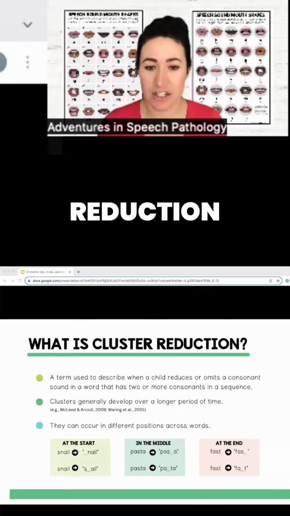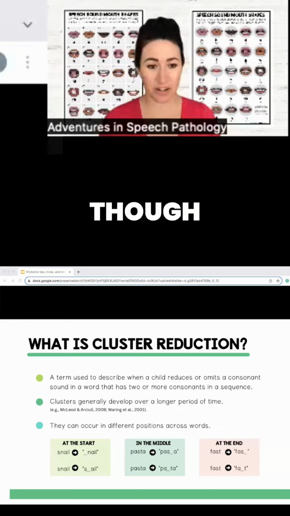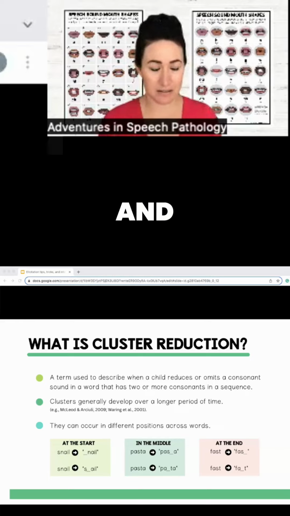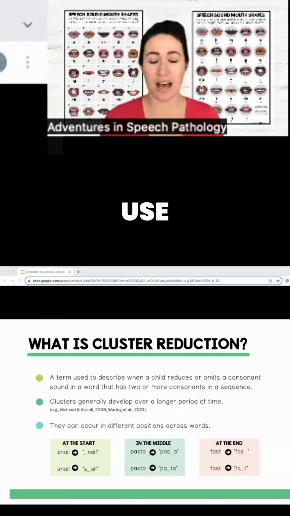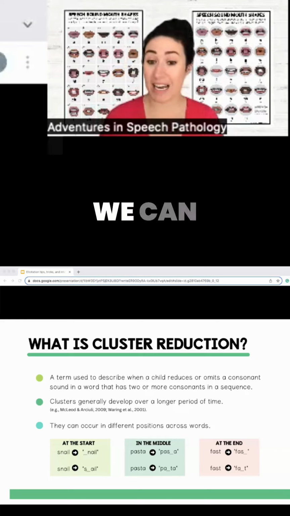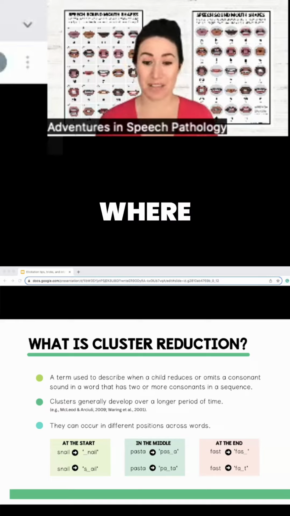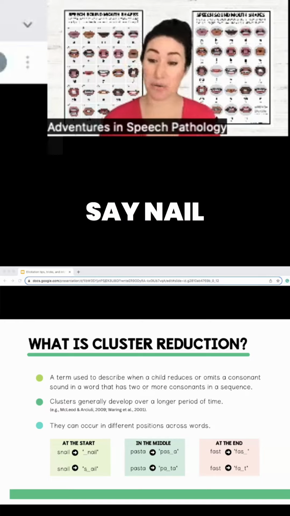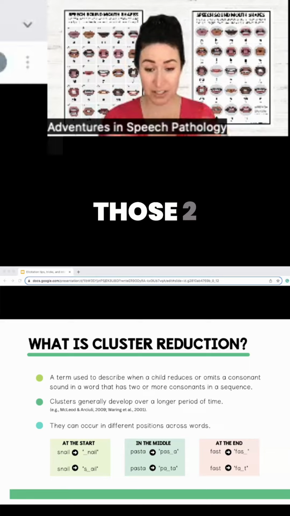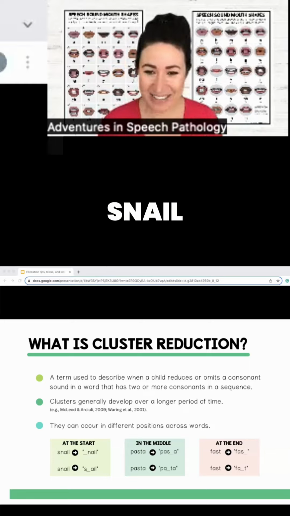So it's a really wide age range of children that we are thinking about when we're talking about cluster reduction. And I guess what makes this challenging for some students is even though there's this range of sounds and different clusters you can use, there's also different positionings. So, for example, we can have clusters at the start of words. So this is where children might say nail or sail and reduce one of those two sounds in the cluster when they really mean to say snail.